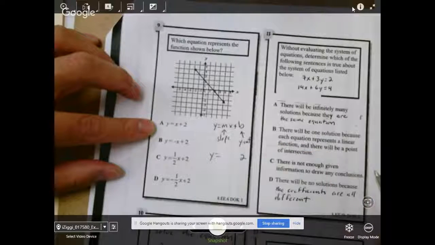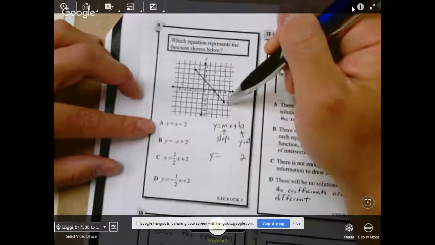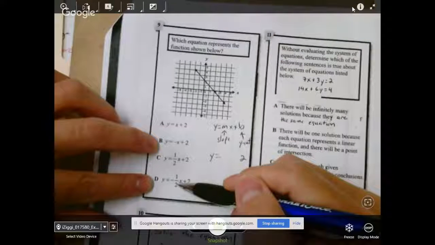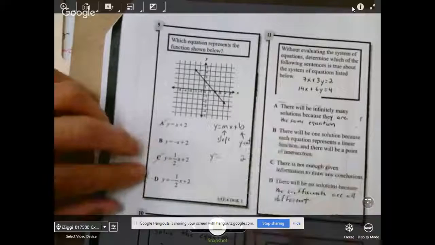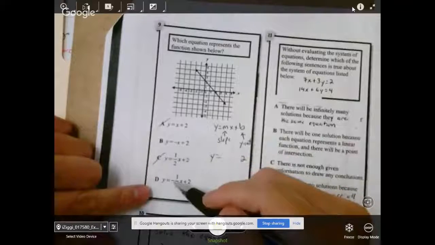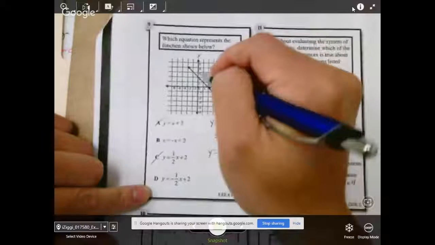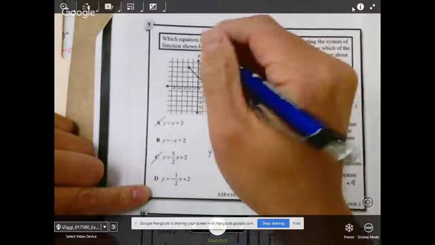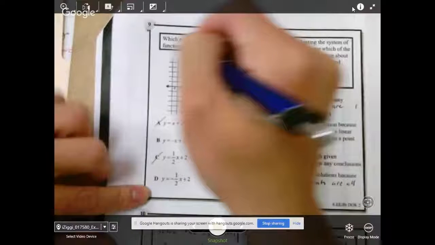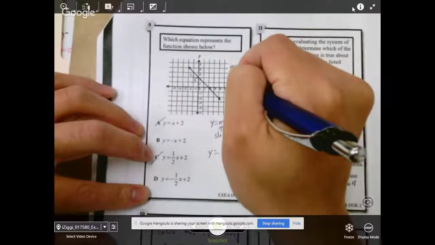The slope, from left to right, is going down, so it's going to be a negative slope. B and D both have negative slopes. A and C have positive slopes, so those aren't an option. Is it -1 or is it -1/2? No number there means -1. Down 1, right 1. So the rise over run is 1 over 1, which is 1. So the slope is -1. -1x plus 2. It has to be this one.